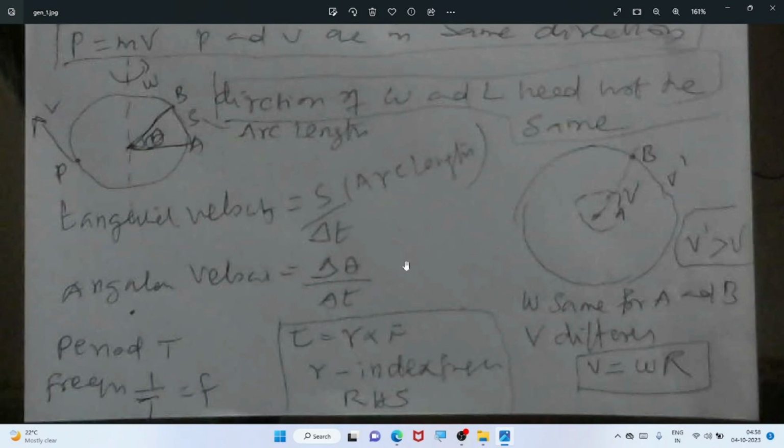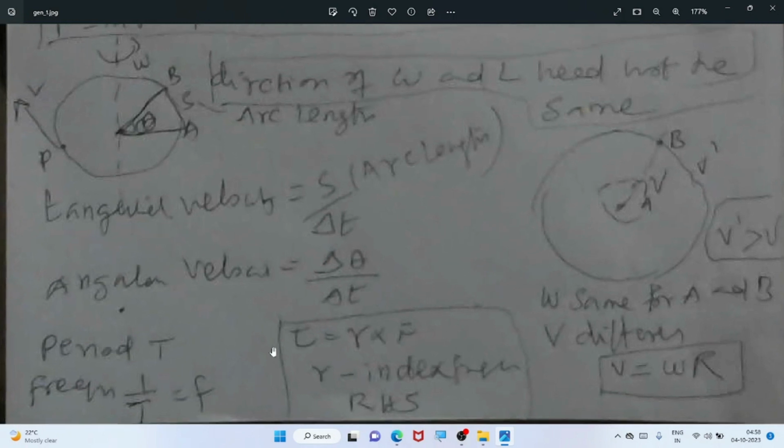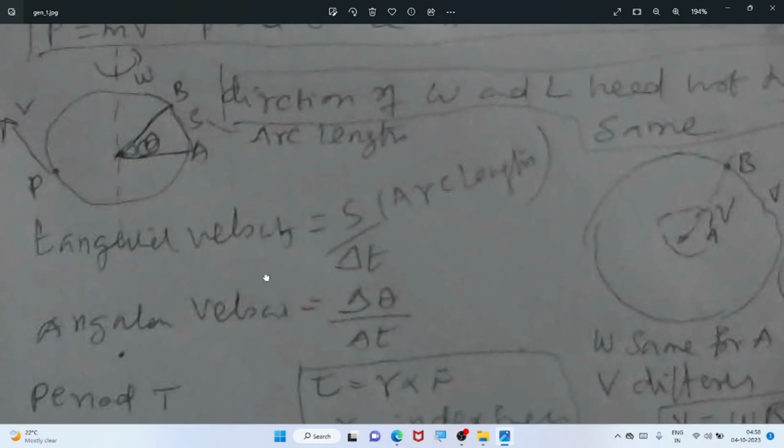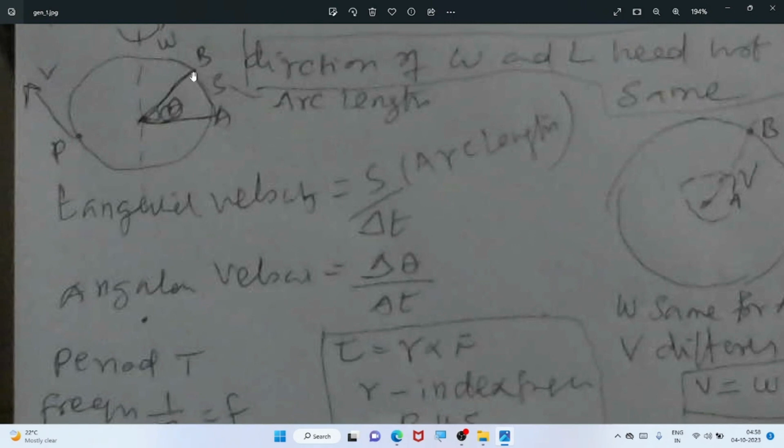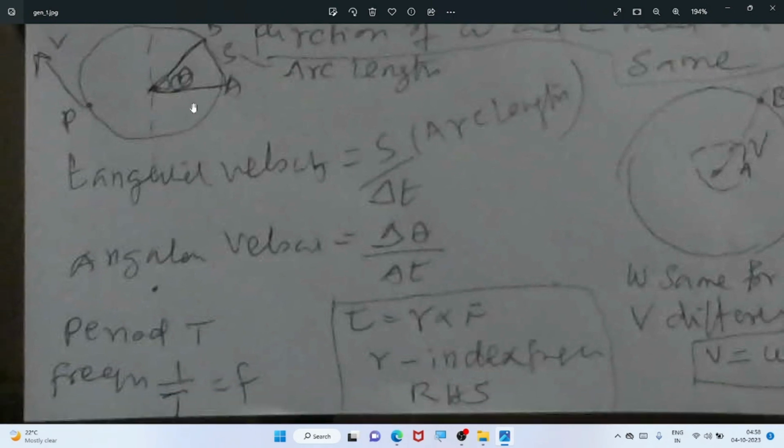Torque equals position vector cross force, and the direction of the torque we can also find using the right hand thumb rule, which I already showed you. The period is the time taken to make one rotation. One divided by the period is the frequency.